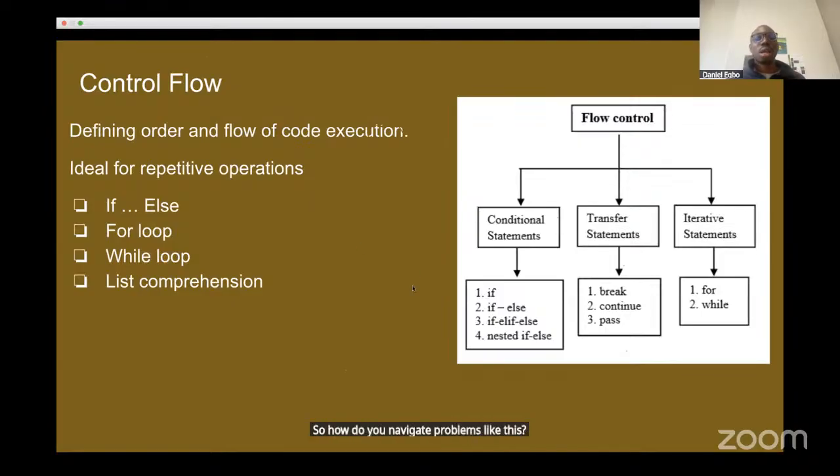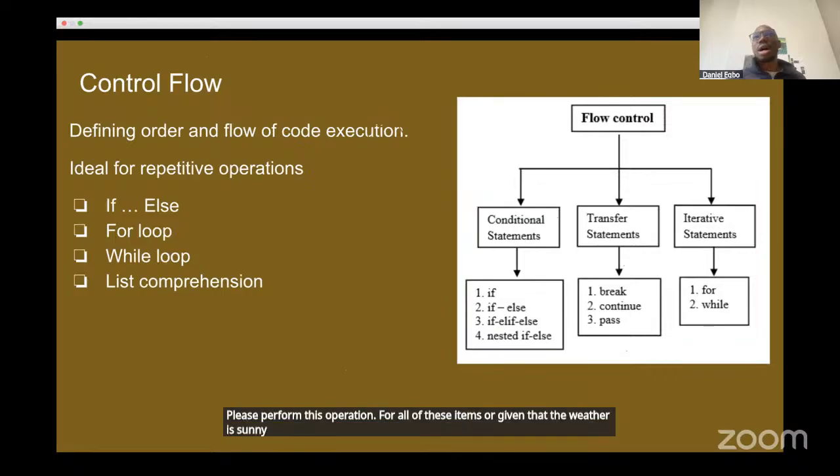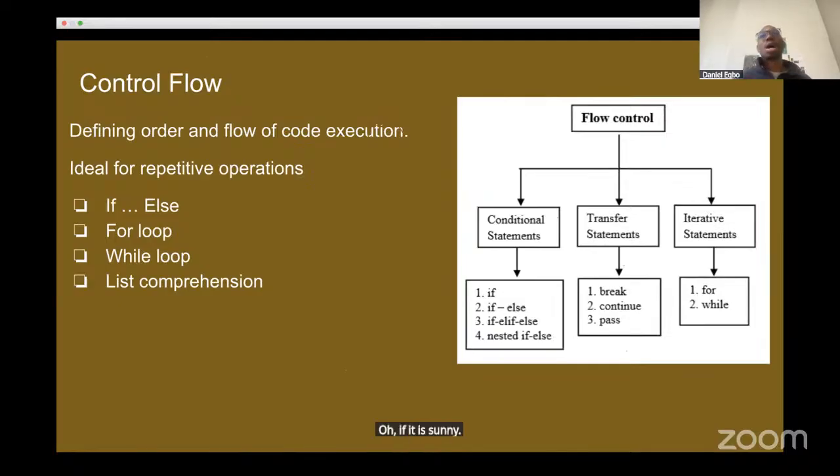This is where you have control flow. You understand? Logic to say, given that these conditions are met, please perform this operation for all of these items. Or given that the weather is sunny, not going out with an umbrella. Oh, if it is sunny, go out with an umbrella.